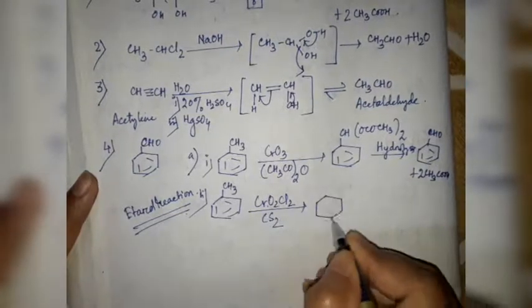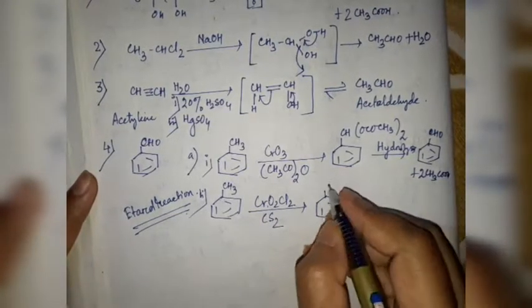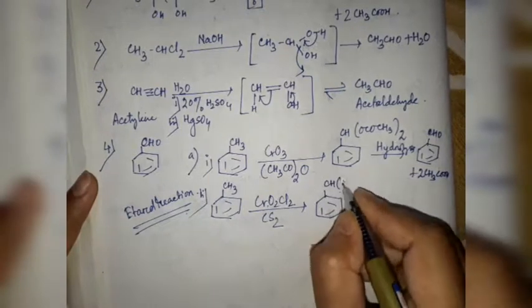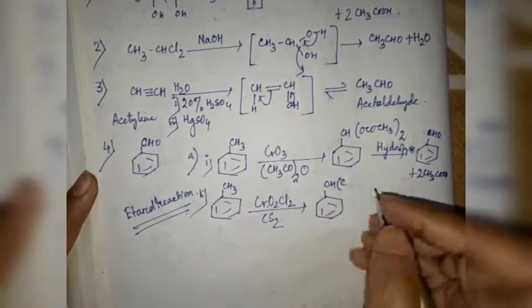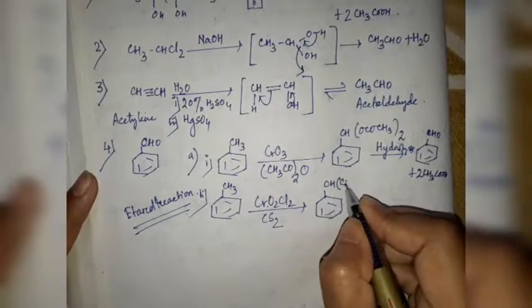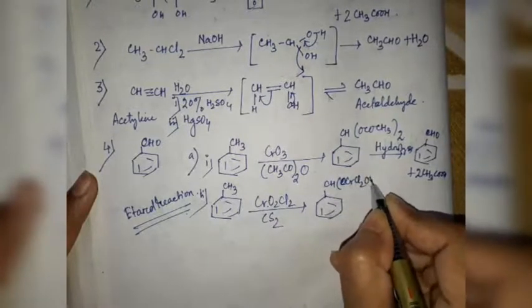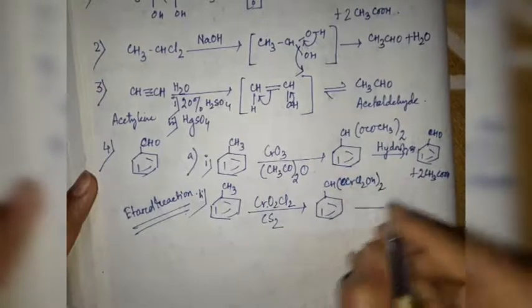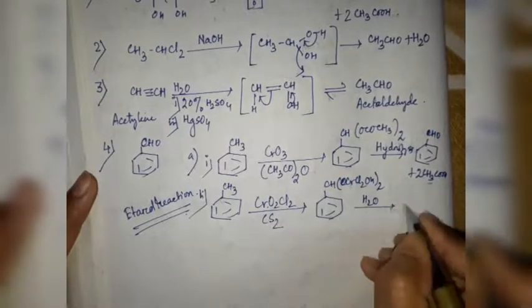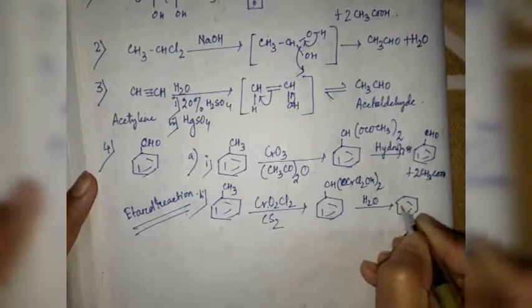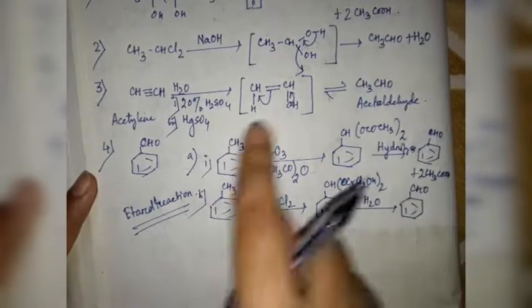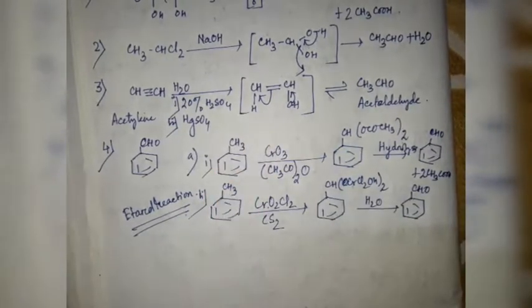So at first we will get this one. This is our brown intermediate complex, C6H5CH(OCrCl2OH)2. After decomposition of this one we will get benzaldehyde. So by these two methods we can prepare benzaldehyde from toluene.